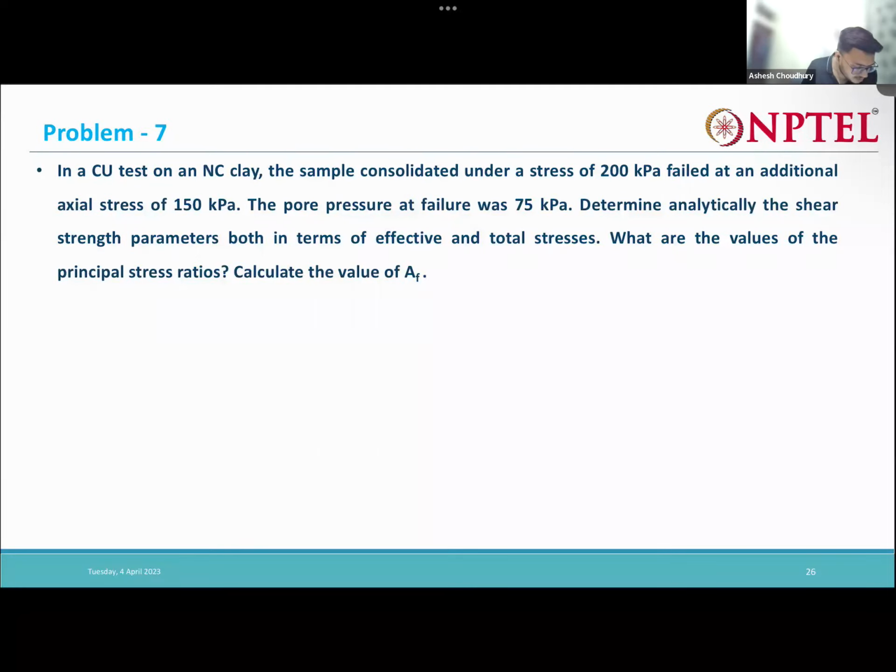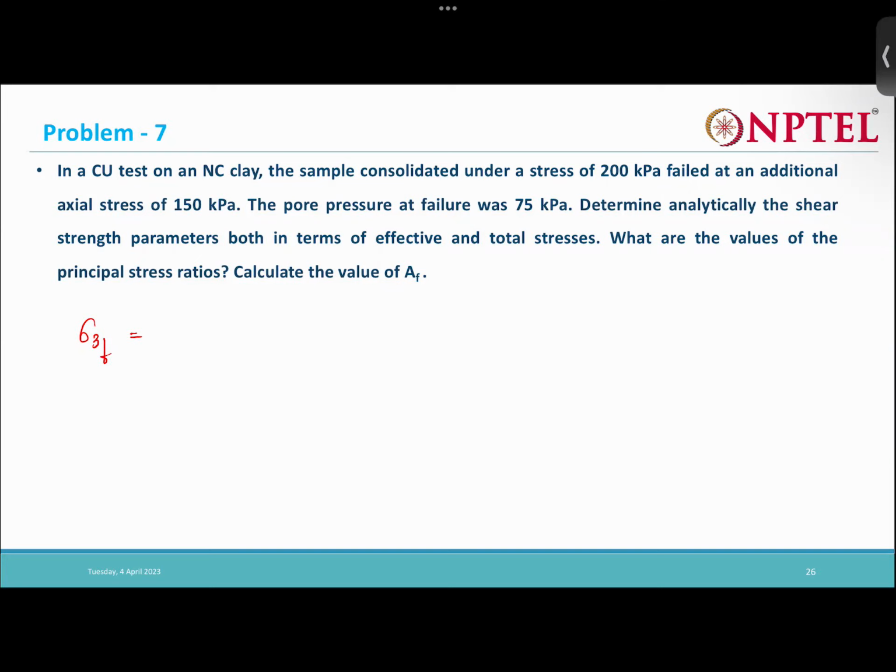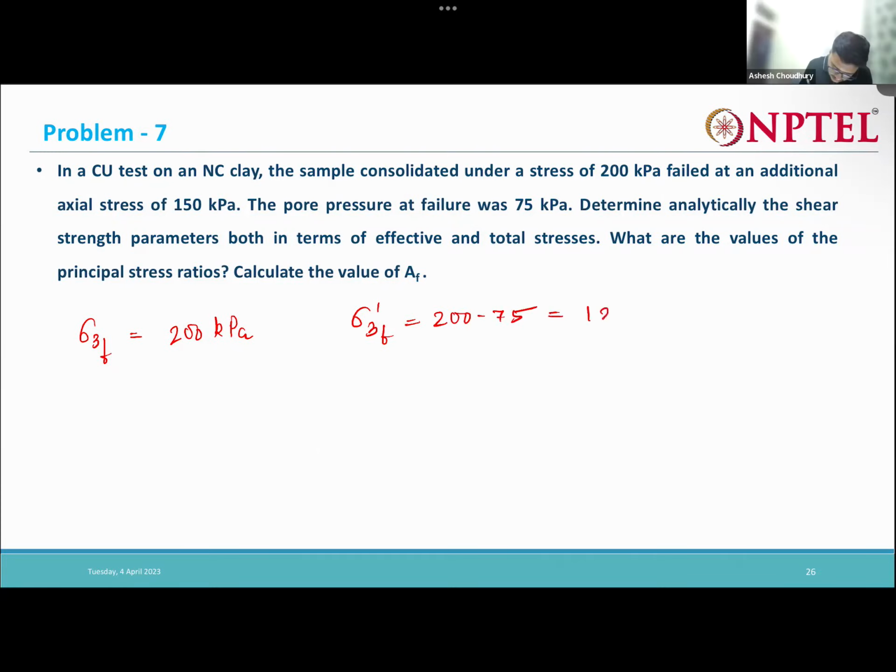So first, what is given to us? What is sigma 3 at failure? 200. What will be sigma 3 dash at failure? Just deduct the pore water pressure, right? 200 minus 75. It is 125.